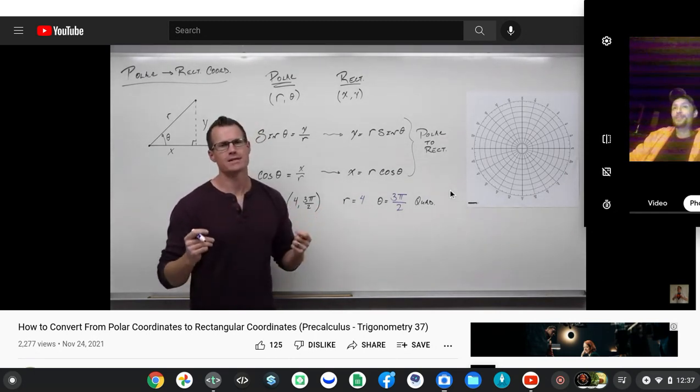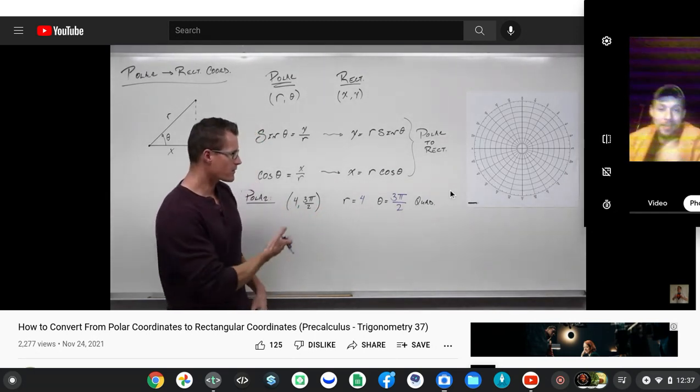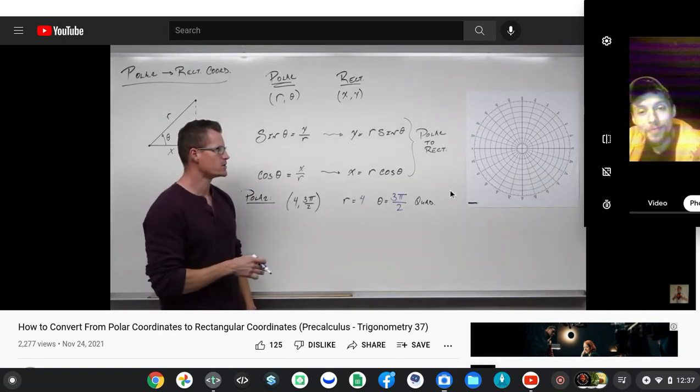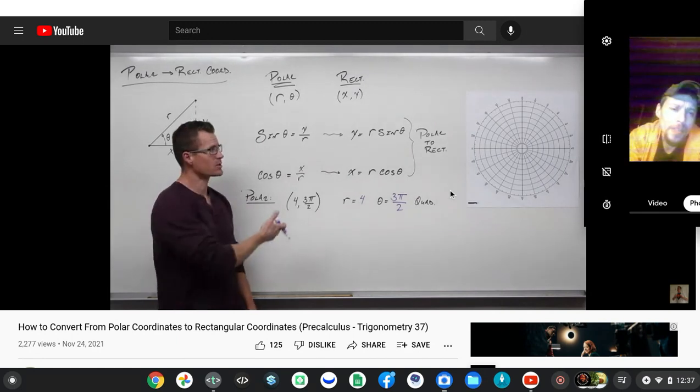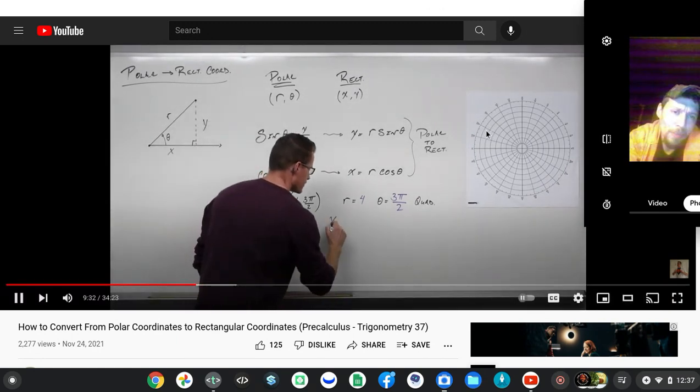If we don't, we have a mistake. It's a great way to check your work. So now that we've got our r is 4 and theta is 3 pi over 2, all we really have to do is find x and y. It doesn't really matter which order you do it in. So I'm going to start with finding the y.